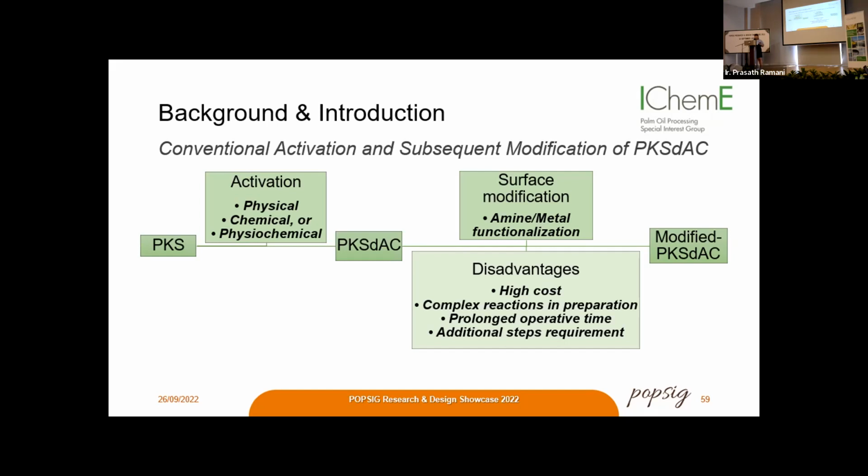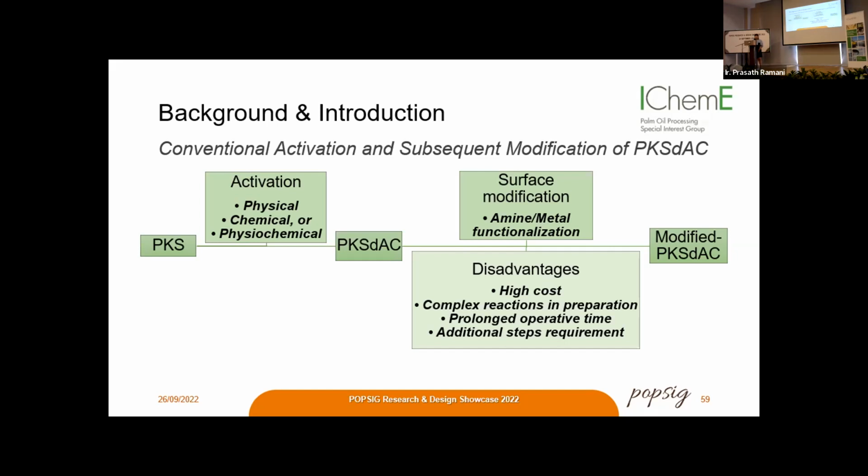To further enhance the surface chemistry of AC, it is modified by amine or metal functionalization. In amine functionalization, AC is treated in an amine-containing solution over a duration, and then it is dried at mild temperature to form modified AC. For metal functionalization, AC is treated in a metal-containing solution, followed by high-temperature thermal heating.